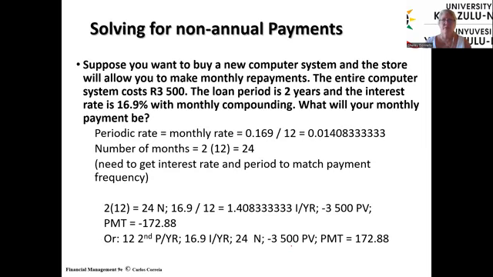Okay, let's move on to payments when they're not annual. So this would kick in with your annuities, etc. Suppose you want to buy a new computer system and the store will allow you to make monthly repayments.